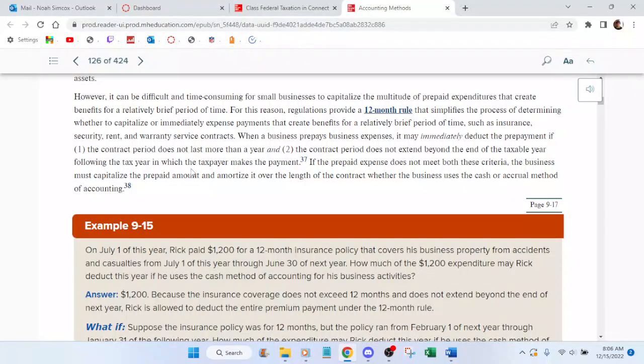Regulations provide a 12-month rule that simplifies the process of determining whether to capitalize or immediately expense payments that create benefits for a relatively brief period of time, such as insurance, security, rent, and warranty service contracts. When a business prepays business expenses, it may immediately deduct a prepayment if the contract period does not last more than a year.